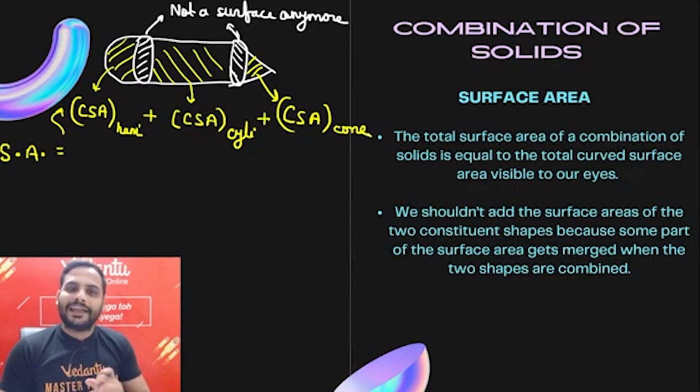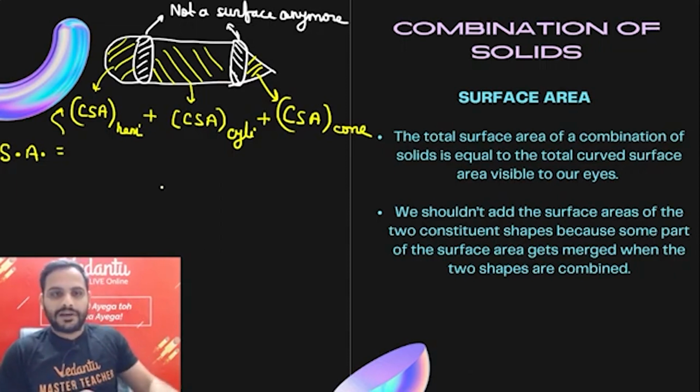It's not that every time I'll be adding curved surface area only. It depends. I have to see which surfaces will be joined. For example, if I change the shape a little bit over here, I have a hemisphere, and on the hemisphere I have kept a cylinder like this.